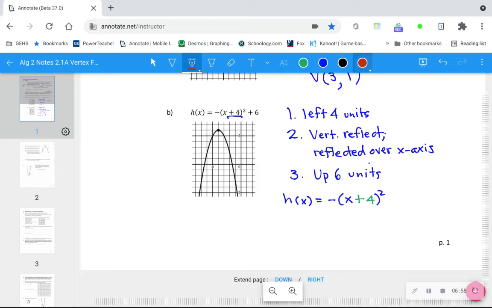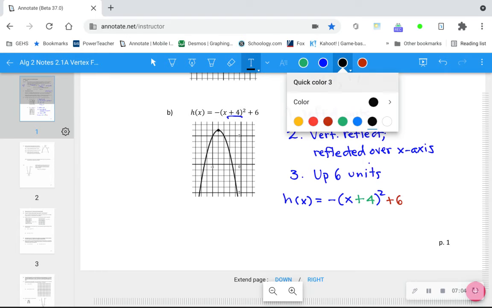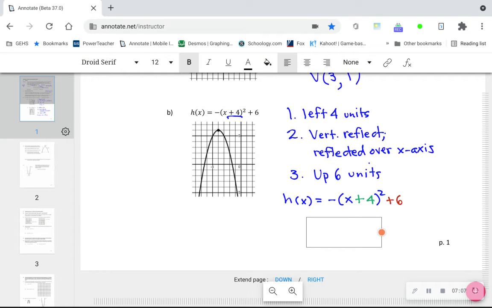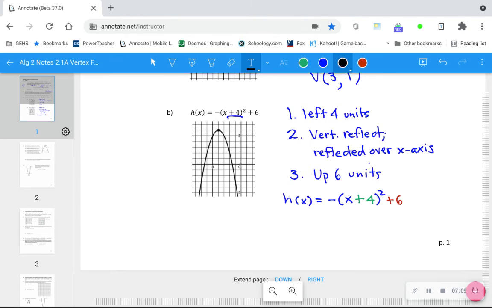And then I'm going to put the k value in red. So now when I come down here and put the vertex in, hang tight. When I put the vertex in, I take the opposite of that, +4, and then I go up 6.